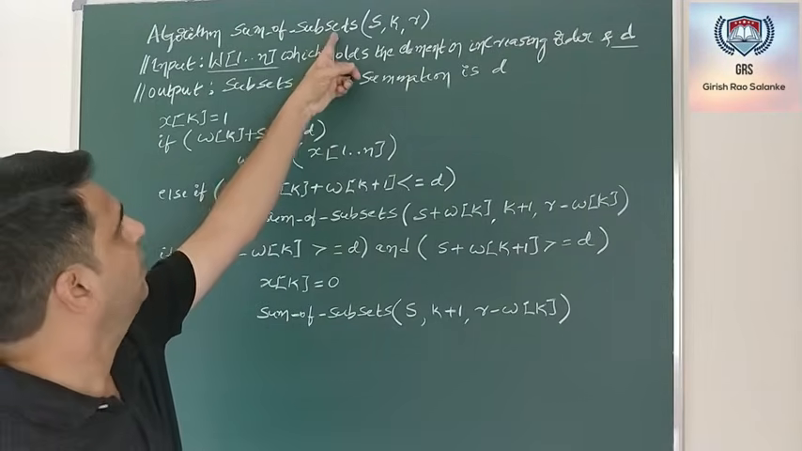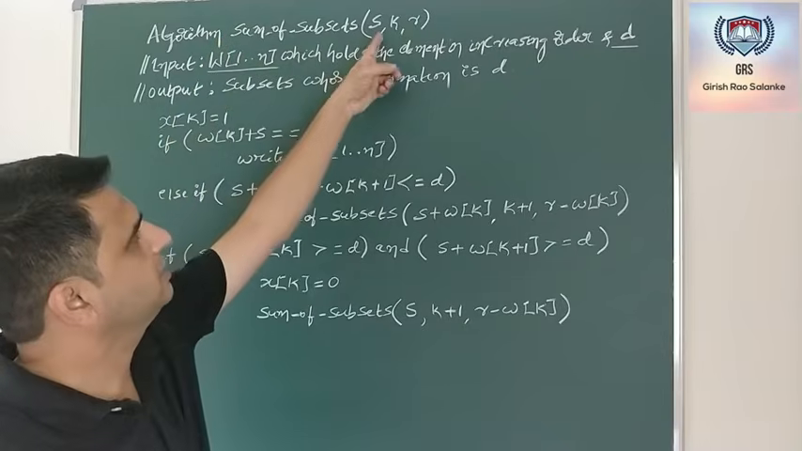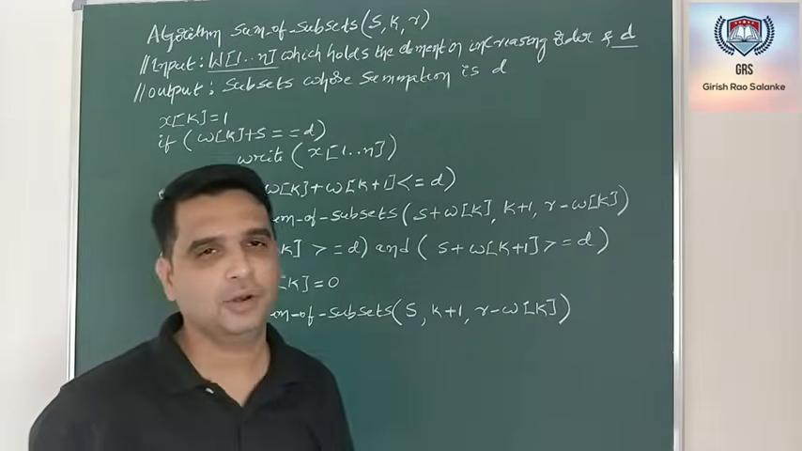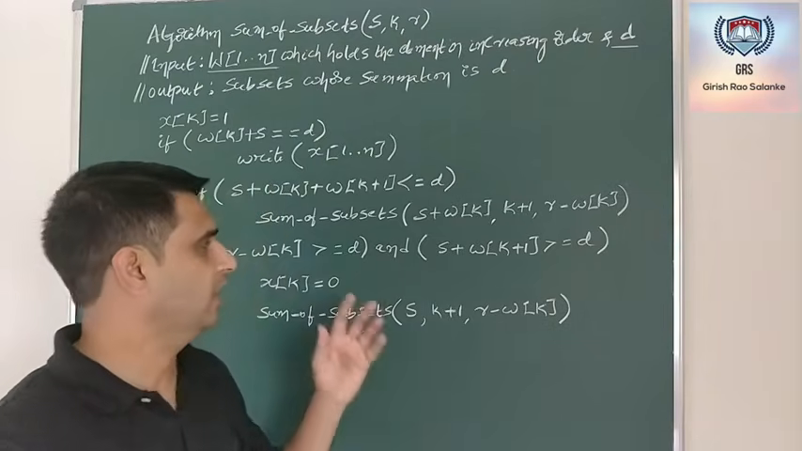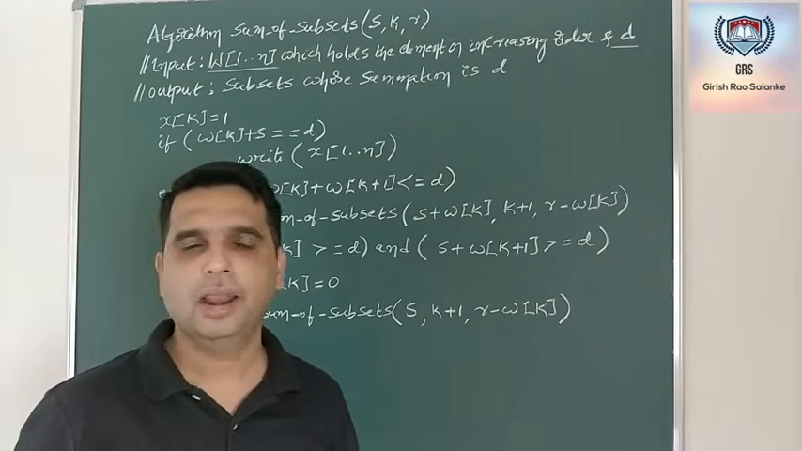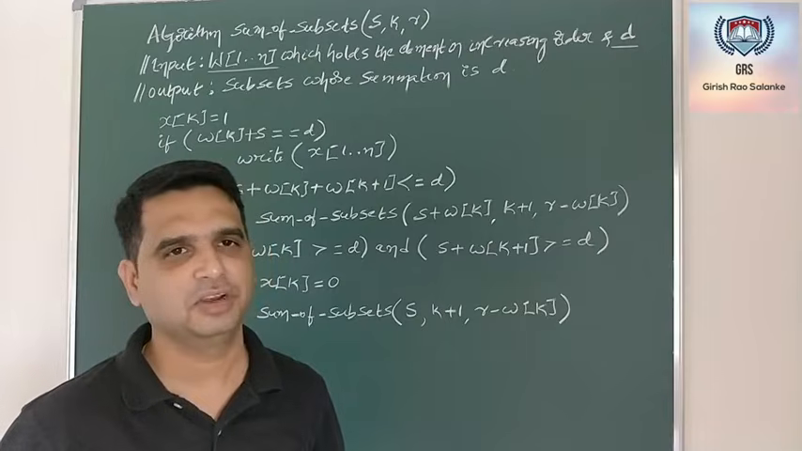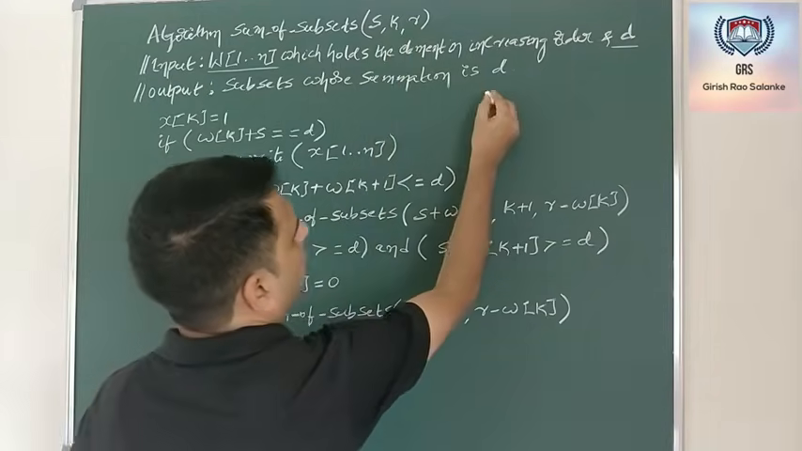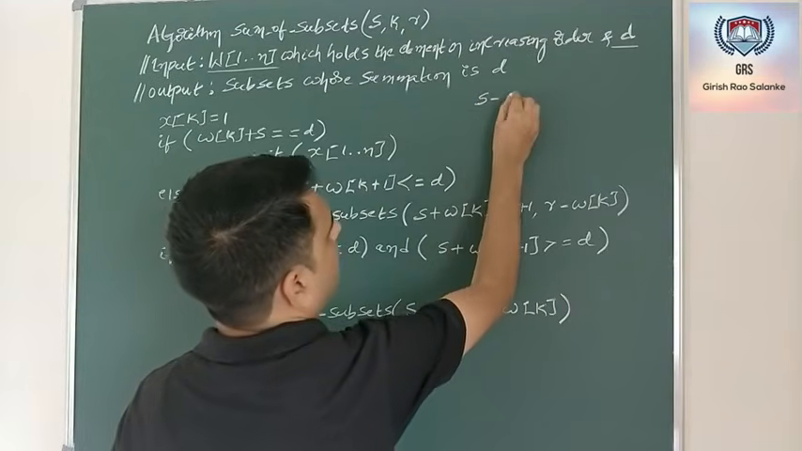Now, if you see here, the algorithm is being passed with 3 arguments, S, K and R. Why have I passed these 3 arguments? So that it will be easy for you to convert this algorithm into an appropriate C or C++ function. So note that there are 3 arguments here. The first argument is S. Now what is S? S is the initial sum.